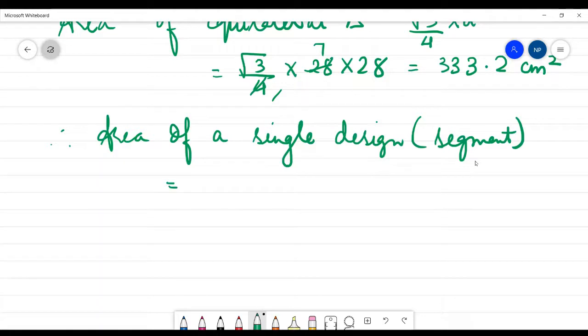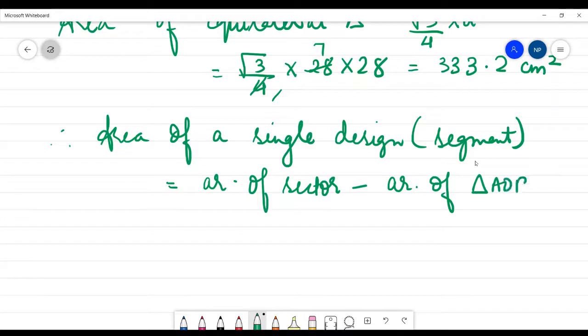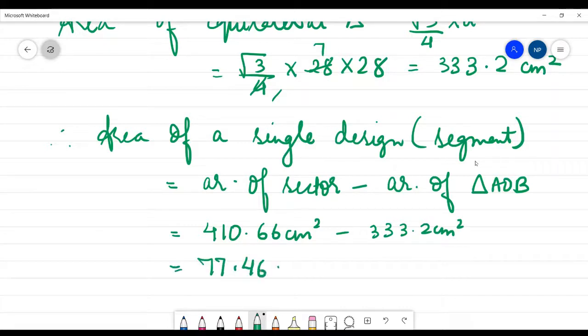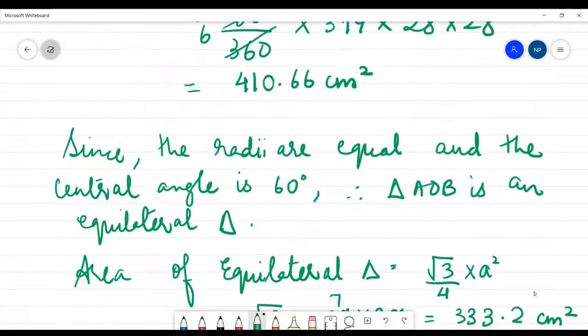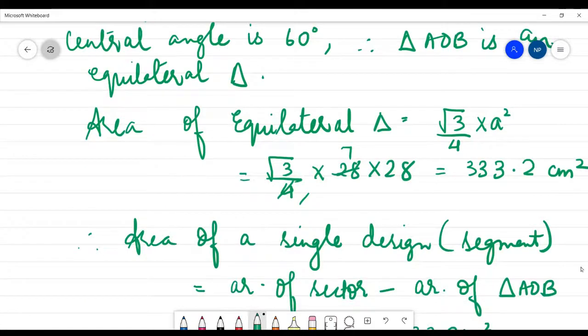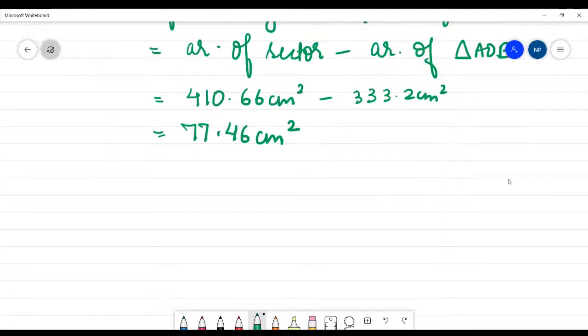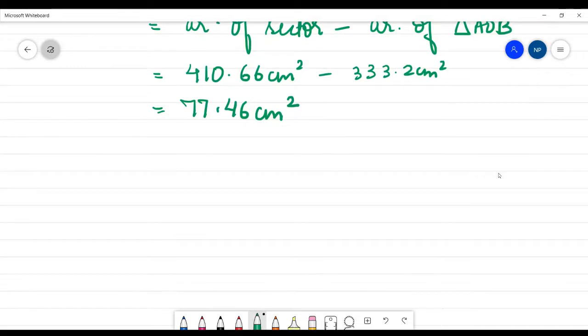Area of a single design, that is segment, is equal to area of sector minus area of triangle AOB, which equals 410.66 centimeters square minus 333.2 centimeters square. We are left with 77.46 centimeter square. This much is clear, children. See, the sector we already found the area, here we also found the area of the triangle as well as the area of the single design.